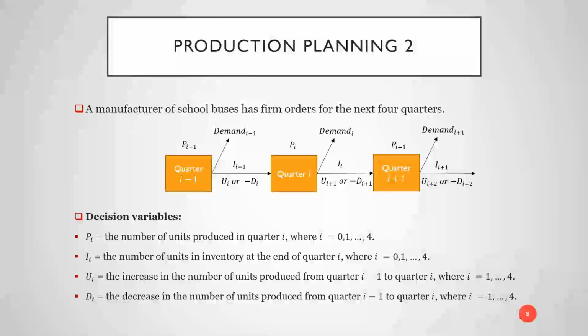We have some decision variables: the number of units produced in quarter I, the number of units in inventory at the end of quarter I, the increase in the number of units produced from quarter I-1 to quarter I, and the decrease in the number of units produced from quarter I-1 to quarter I.